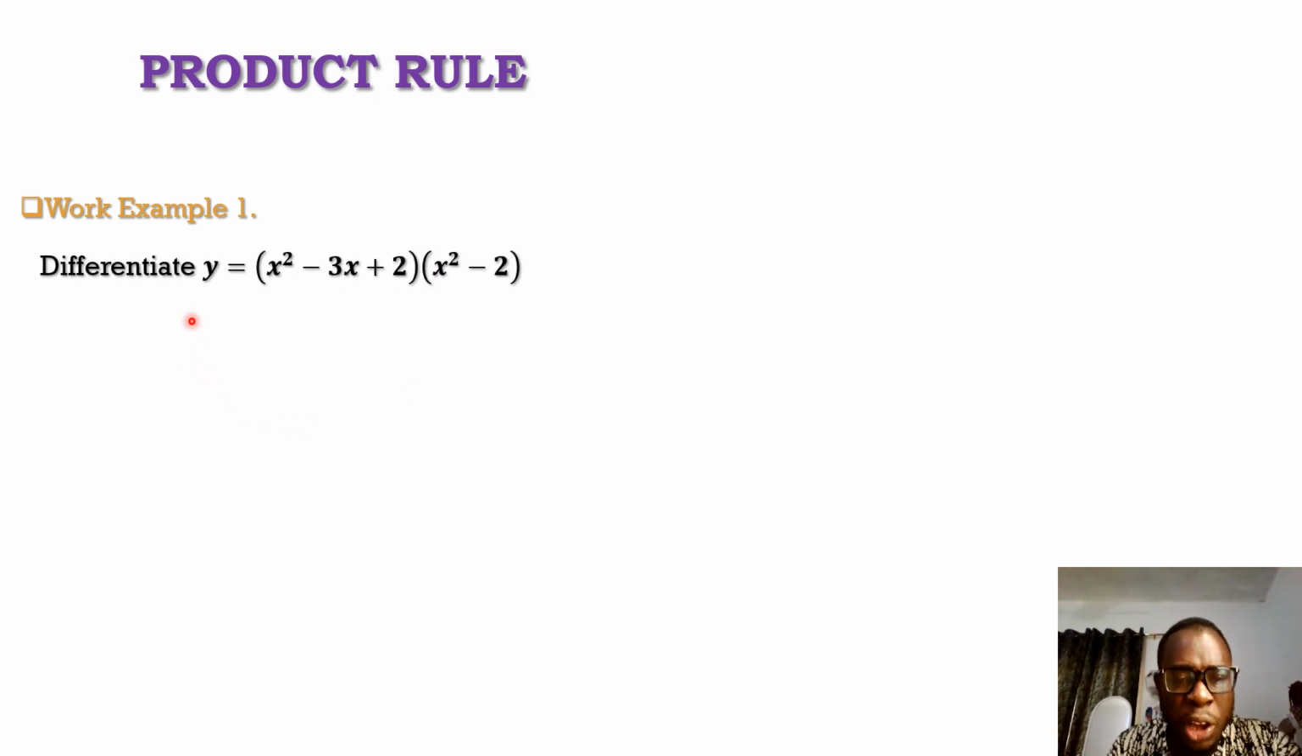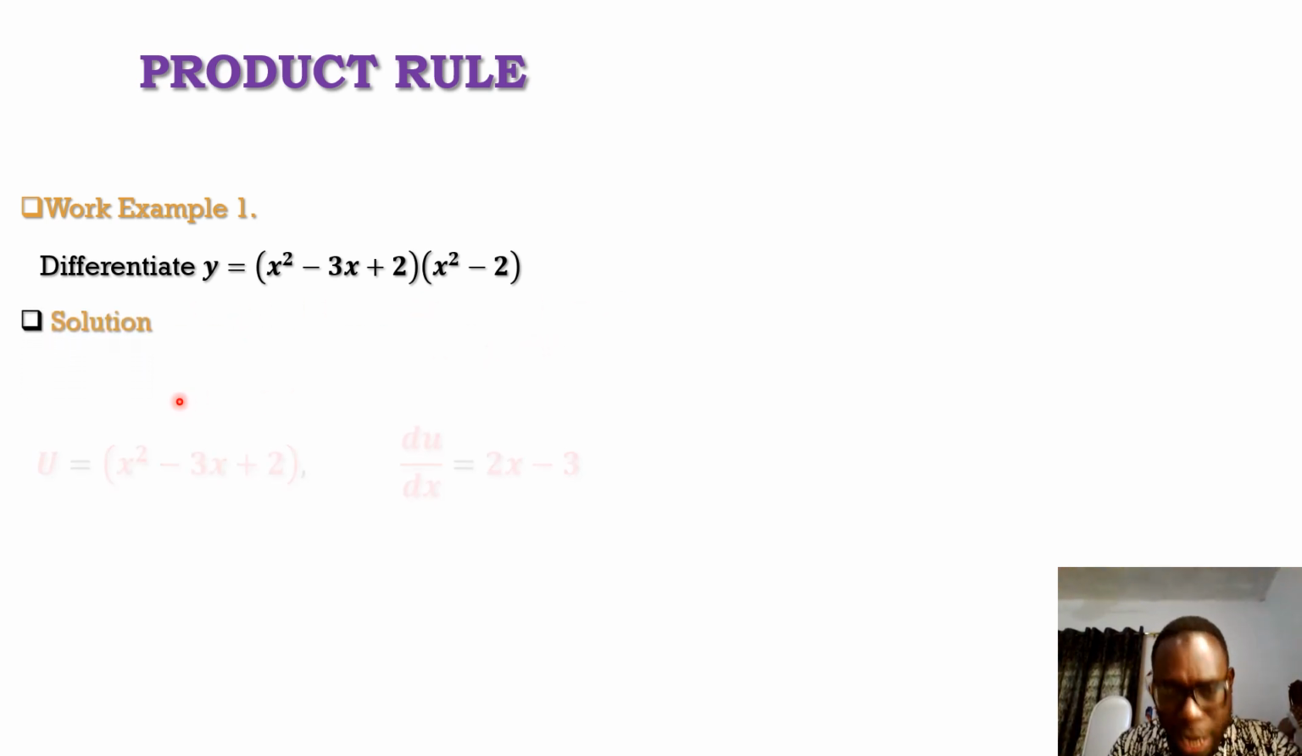We have to differentiate y equal to x squared minus 3x plus 2, then another function, x squared minus 2. These two functions are multiplying each other. There is a product between these two functions. So how do we find the derivative of this function using the product rule?